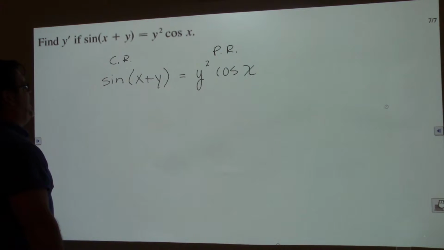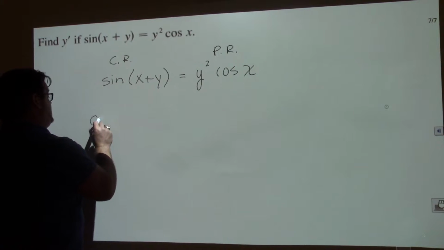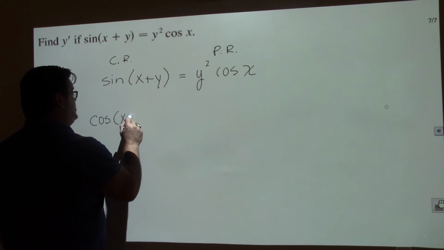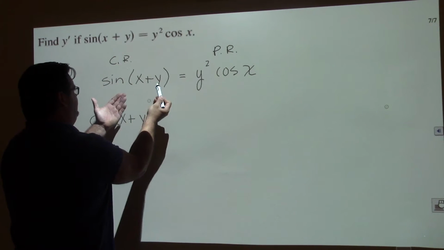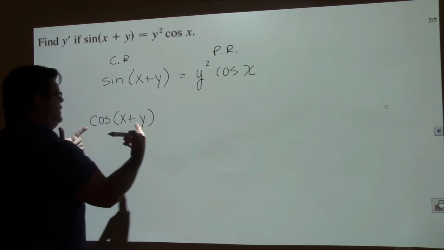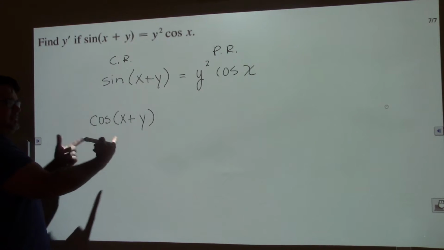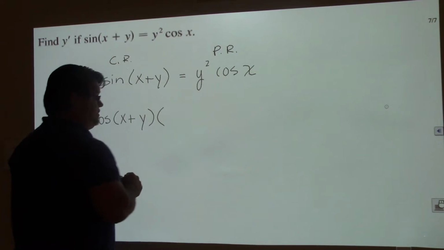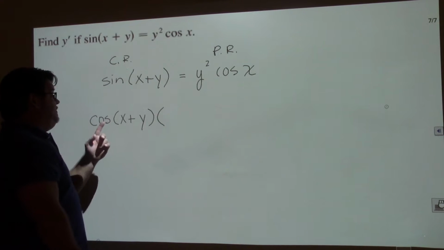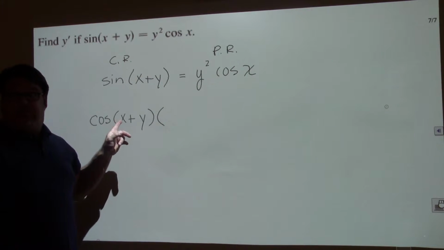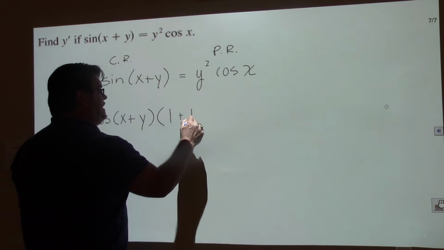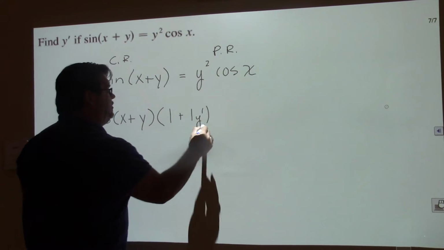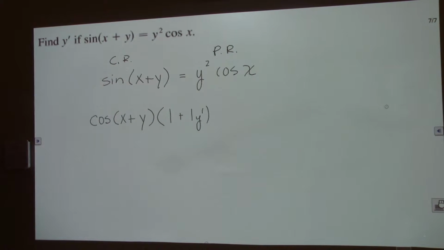What's the derivative of sine? Cosine of x plus y. But what do we have to do with the chain rule after we take the derivative of the function? Multiply by what's inside. Take the derivative of what's inside. Some of you might have forgotten that. What's the derivative? I'll do x for you. Derivative of x is 1, plus what? 1 times what? There you go. That looks like a y to the first.